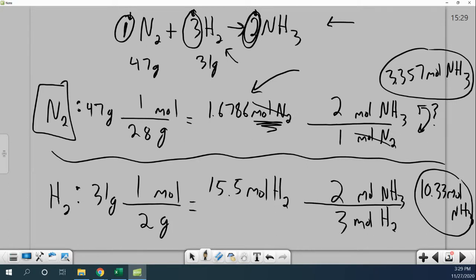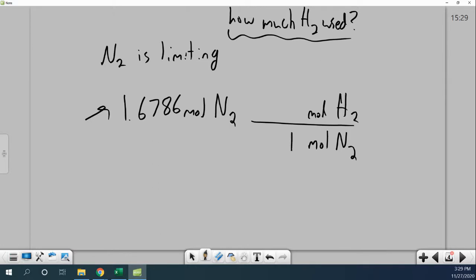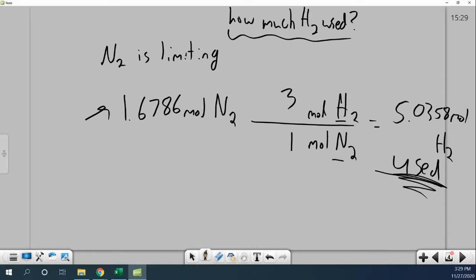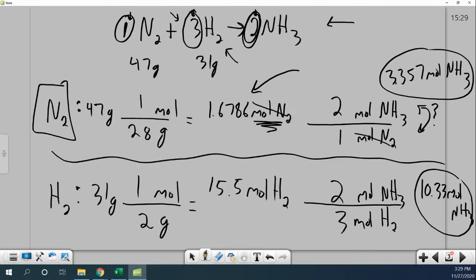Well, 1 mole of nitrogen should give me 3 moles of hydrogen. So I take that 1.6786, I just times it by 3. So that's how many hydrogen moles we've used. That's very important, right? That's used. That's not left. That's used up in the reaction.